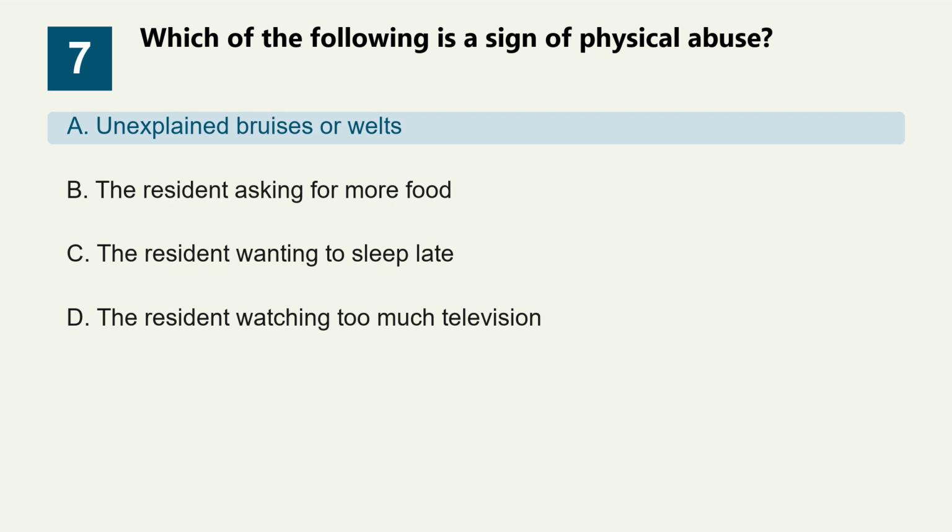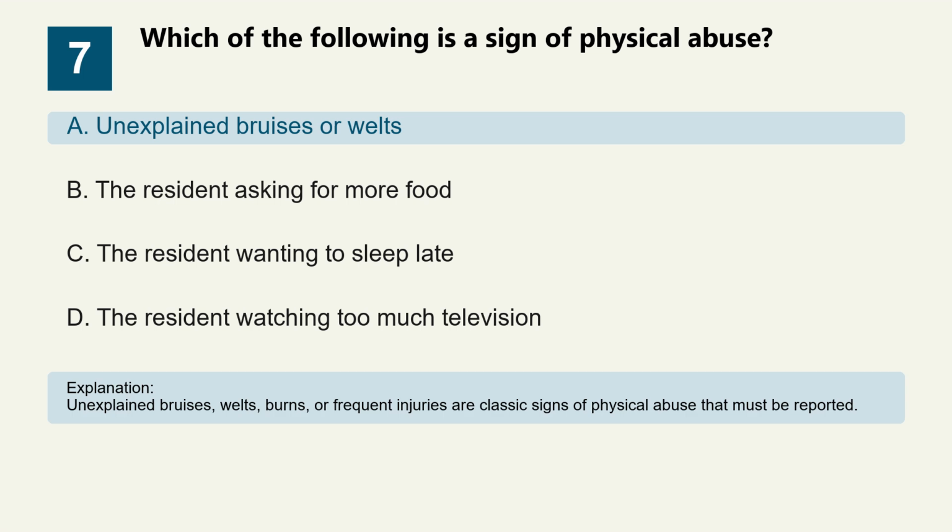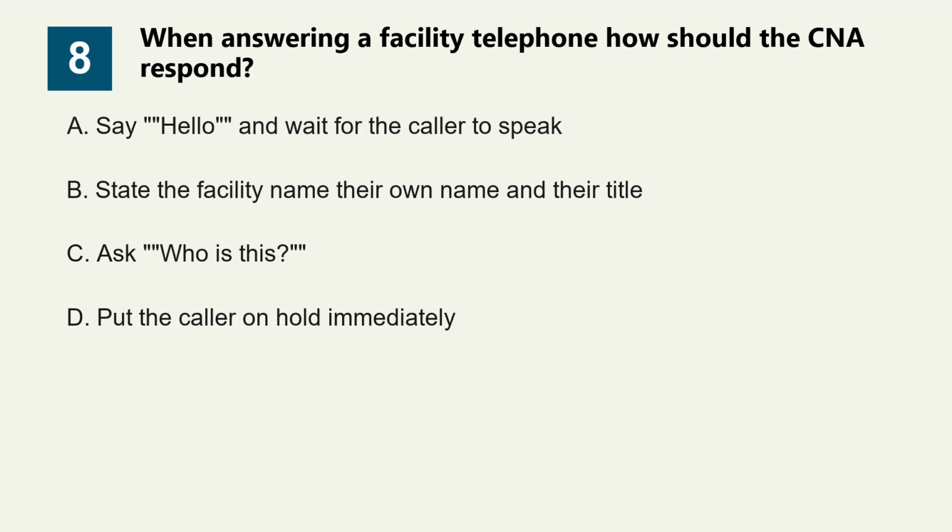The correct answer is option A. Unexplained bruises or welts. Unexplained bruises, welts, burns, or frequent injuries are classic signs of physical abuse that must be reported. Question 8. When answering a facility telephone, how should the CNA respond?